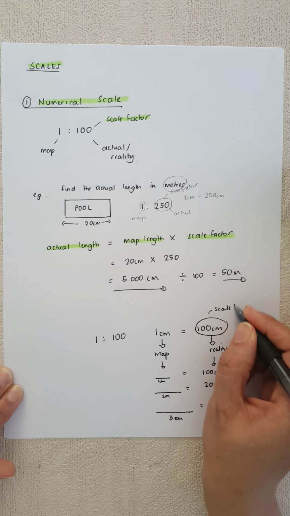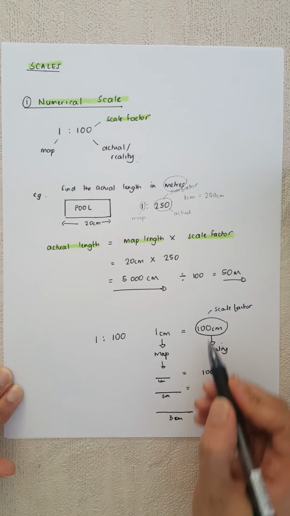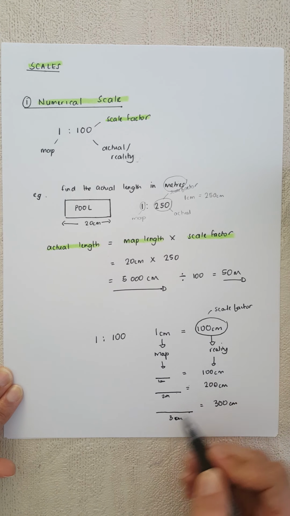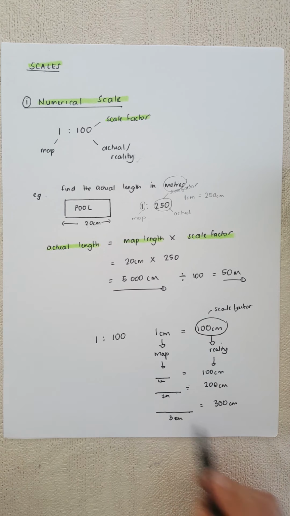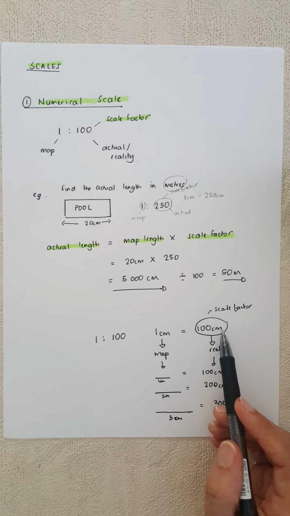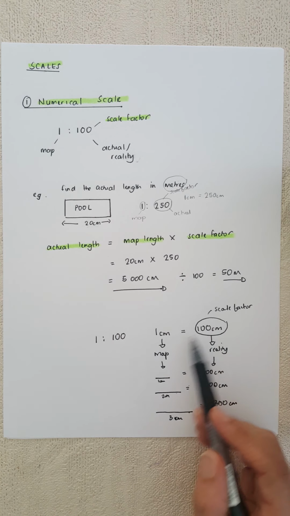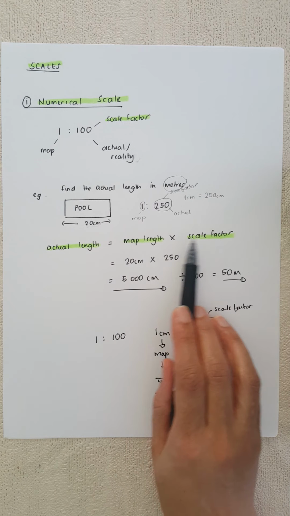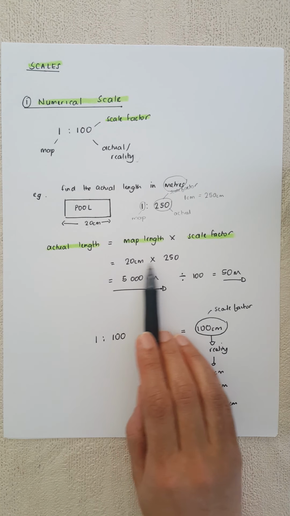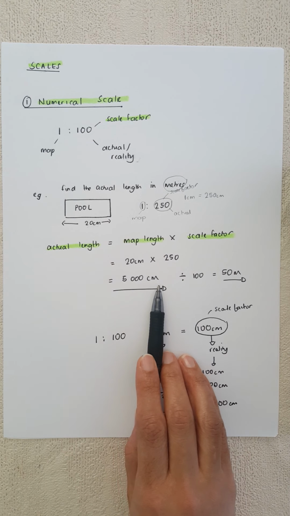All I need to do is take the amount on my map and multiply by 100: 2 gives 200, and 3 multiplied by 100 gives 300. Logically it's easy to find the answer, but later on when your questions are more complex, it's easy to just find the scale factor and the amount on your map, and multiply your map by your scale factor, which is 20 centimeters by the 250 in this example, which becomes 5,000 centimeters.